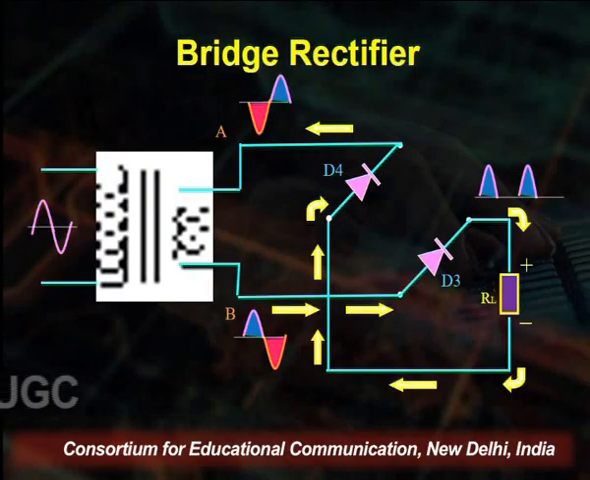You see the D3 and D4 we are using. So now we are taking the other cycle. So this is the bridge type rectifier.